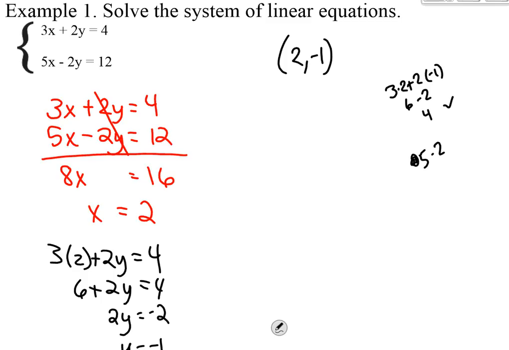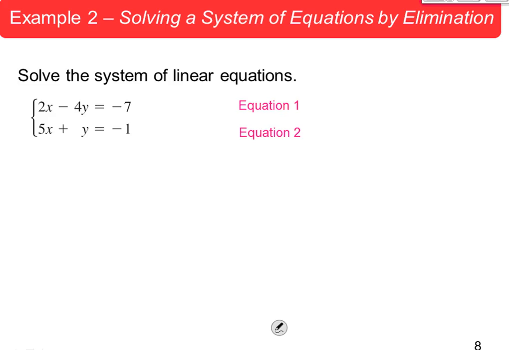5 times 2 minus 2 times negative 1. 10 plus 2 is 12, and that's what I want it to be, so that one checks also. So that one is just very straightforward. Example 2 is just a little bit more work for us, and solve this system of linear equations.